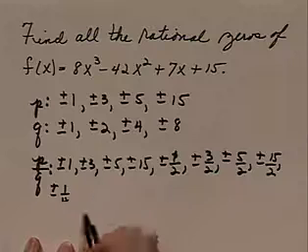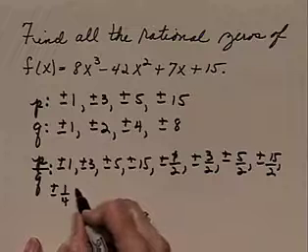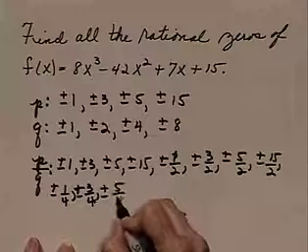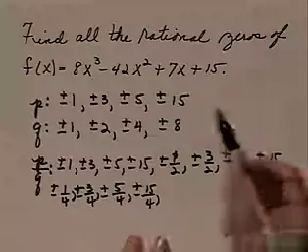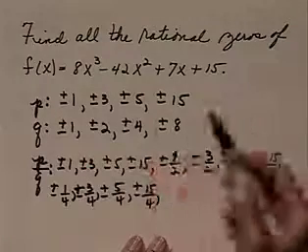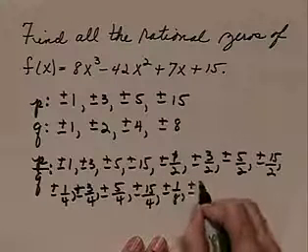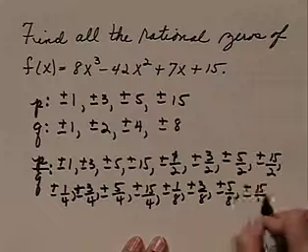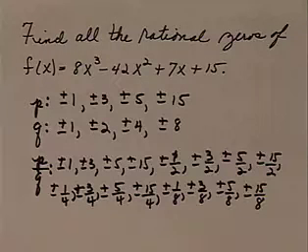Now, plus or minus 2/4, excuse me, that's not right. We have to go to 3/4. Plus or minus 3/4, plus or minus 5/4, and plus or minus 15/4. And then lastly, we have to divide all the values for P by 8. So we have plus or minus 1/8, plus or minus 3/8, plus or minus 5/8, plus or minus 15/8. So we have a lot of choices of possible rational roots or zeros here for our polynomial.